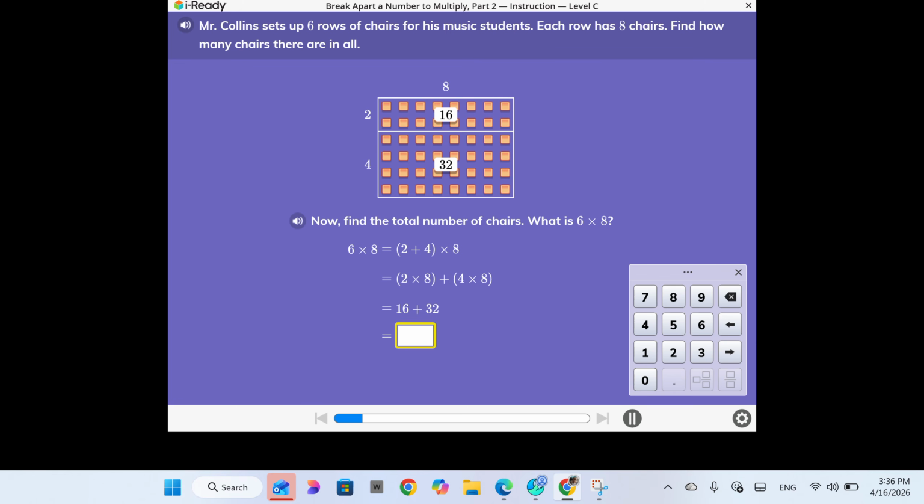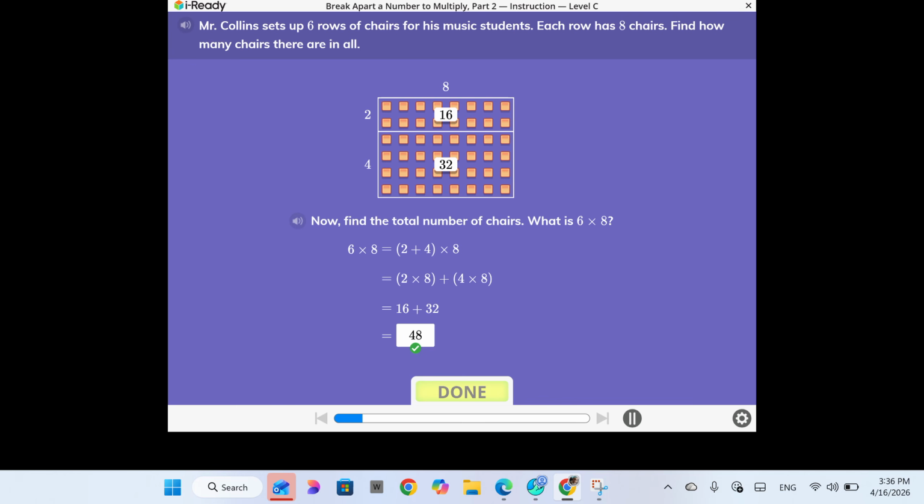I think it's 48. 6 times 8 equals 48. So, there are 48 chairs.